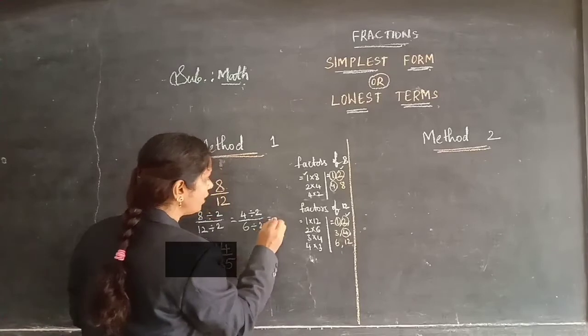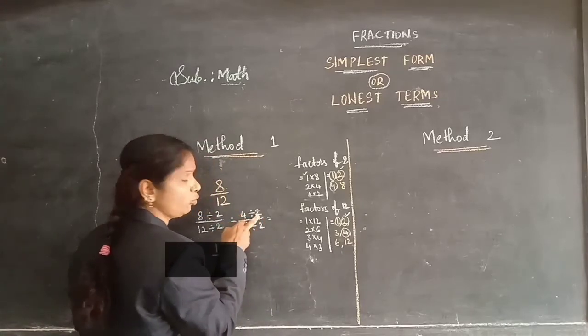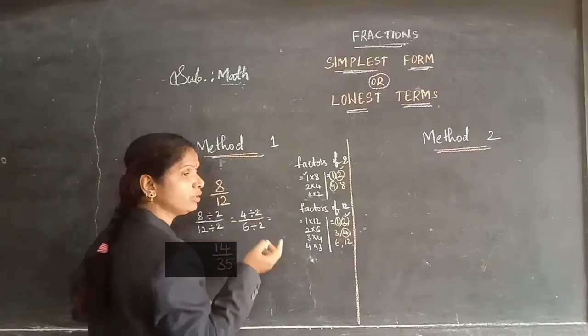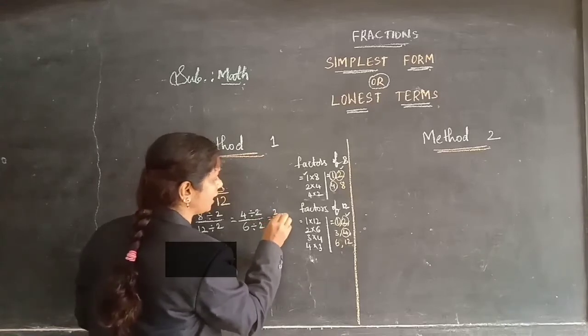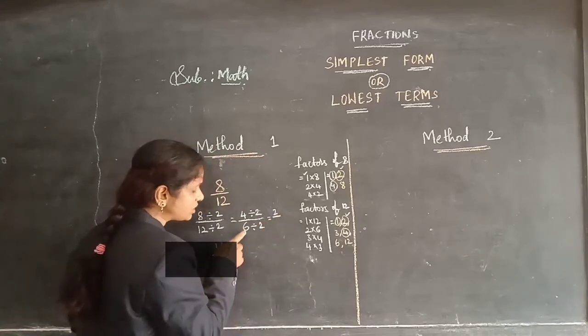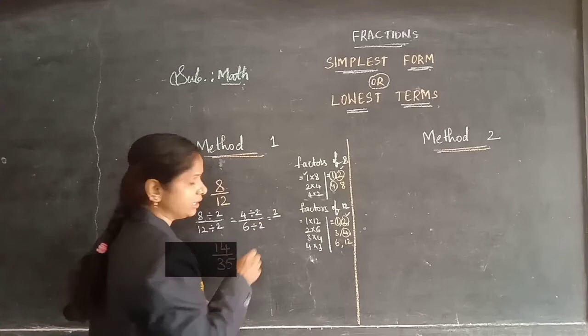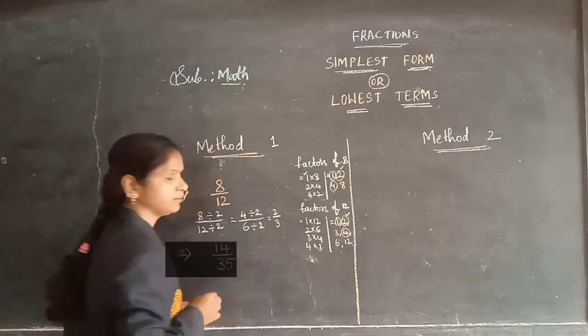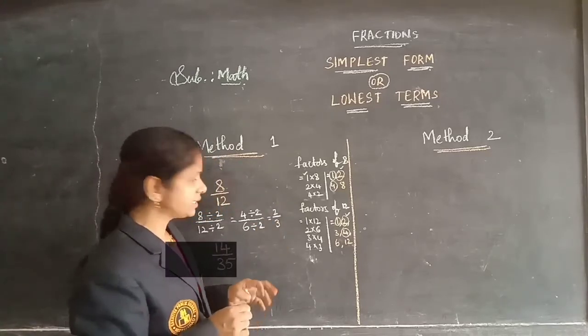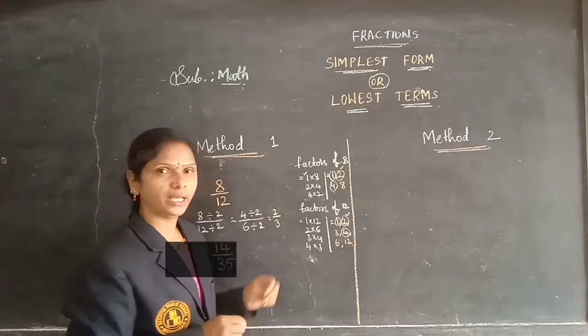Okay. Now when I am dividing this 4 by 2, what will you get as the answer? 2 you will get. Okay. And coming to 6, when you are dividing by 3, so 3 we will get here. Yes, children? So here 2 by 3.